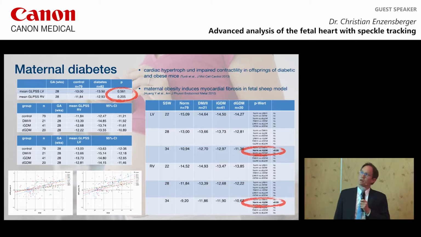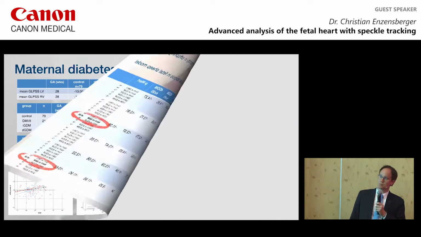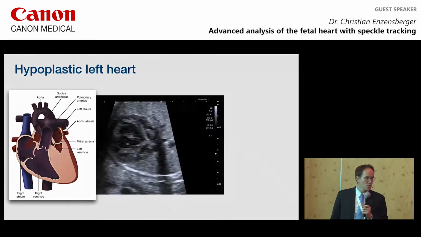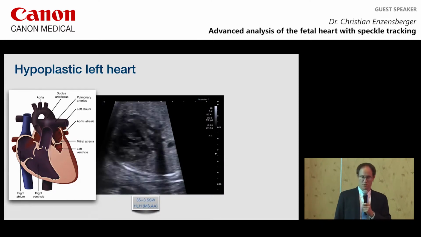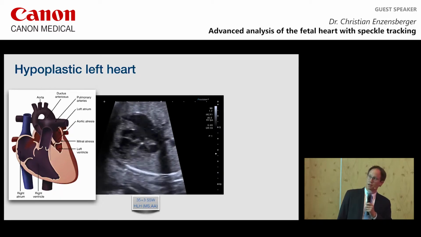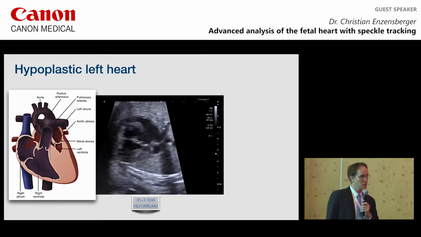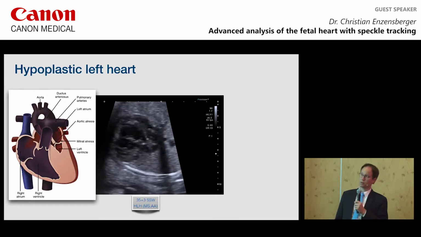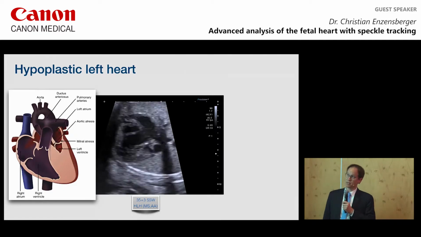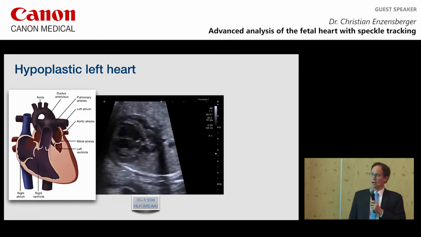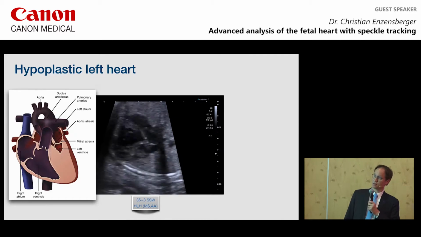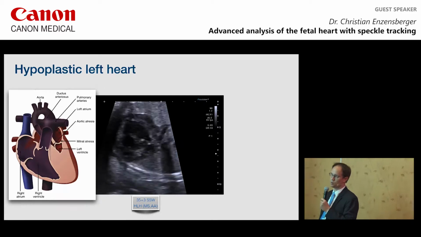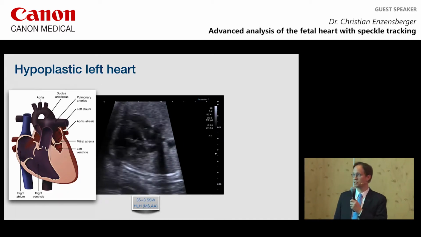Now, coming from maternal diabetes to a cardiac situation, hypoplastic left heart: we know that the outcome of hypoplastic left heart fetuses regarding the long-term morbidity and mortality is quite dependent on the right ventricular function, because the right ventricle will become the systemic ventricle postnatally. And here you can see a fetus at 36 weeks of gestation. It's a hypoplastic left heart subgroup, mitral stenosis, aortic atresia.